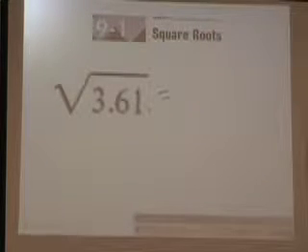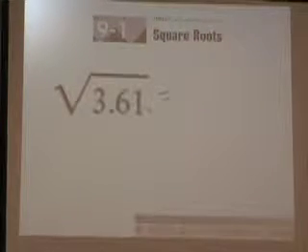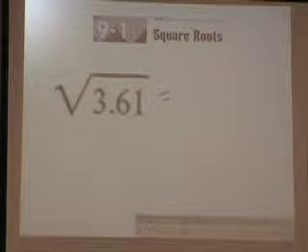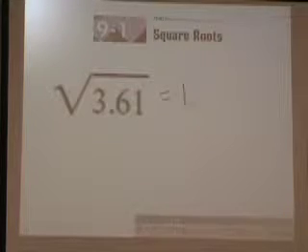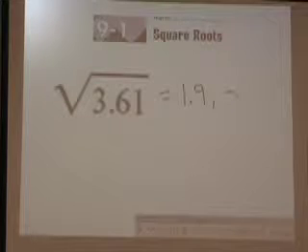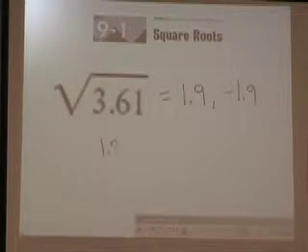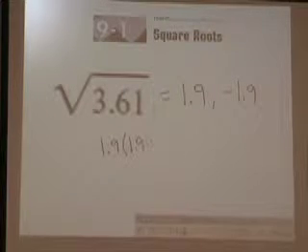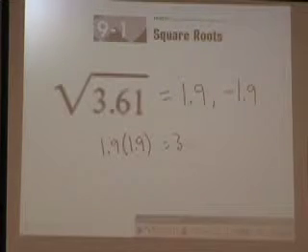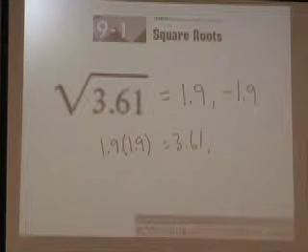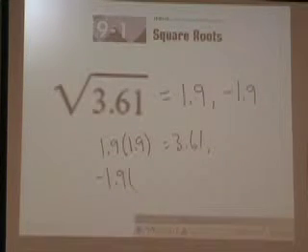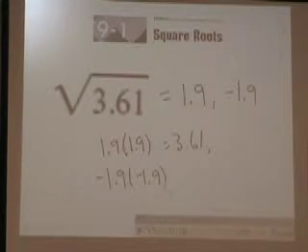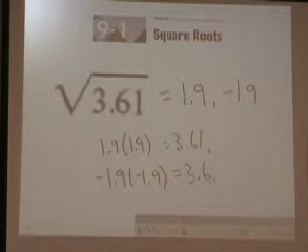So here we've got the square root of 3.61, and we put it in our calculator, and we got 1.9 and negative 1.9. And the reason those are the answers is because 1.9 times 1.9 equals 3.61, and negative 1.9 times negative 1.9 equals 3.61, because the negative times the negative is positive.